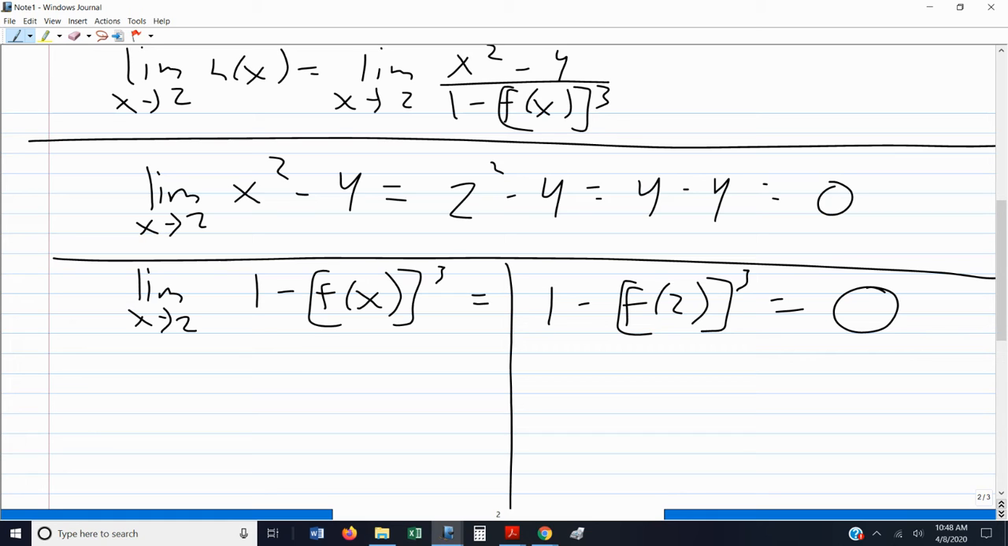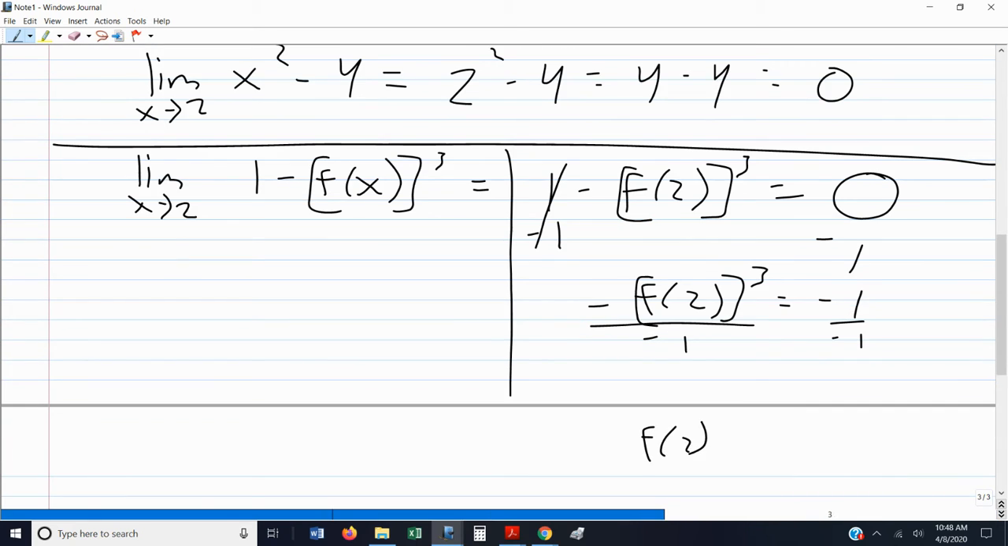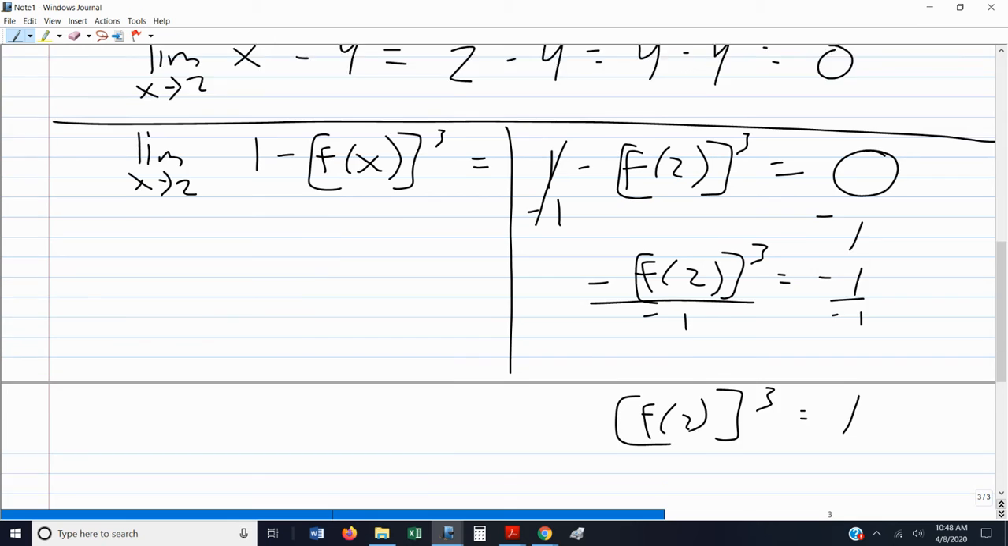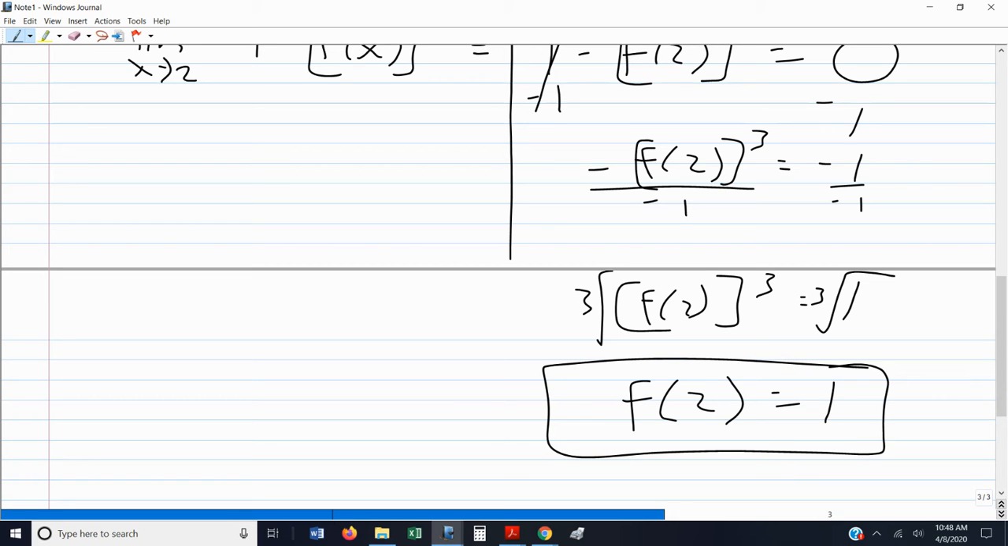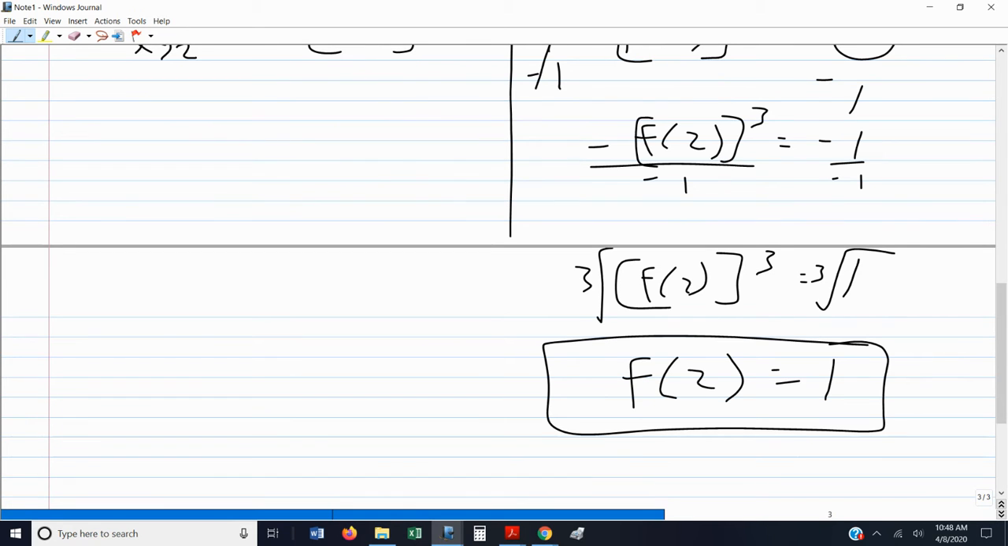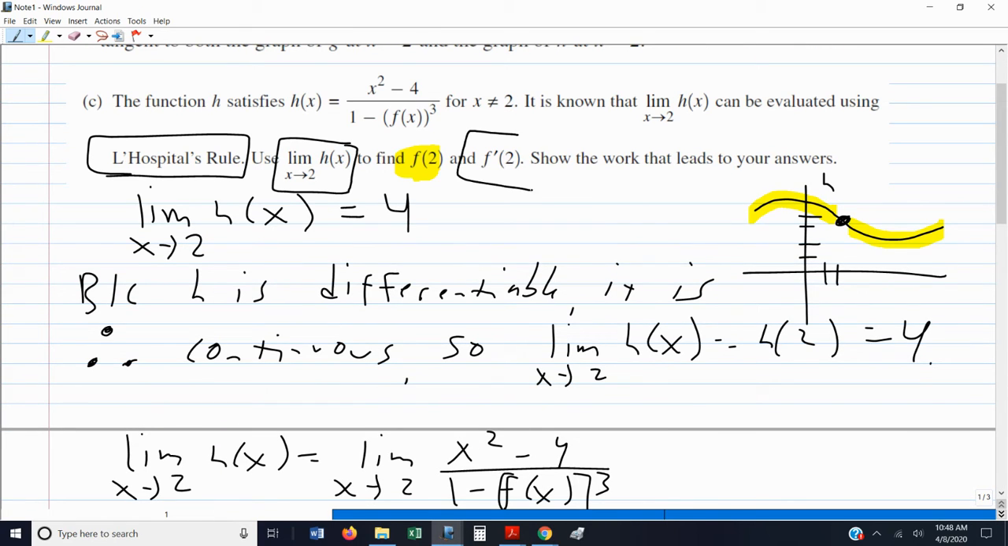1 minus f of 2 to the third, I know that denominator should be 0, and I'm just going to solve that equation. So I get negative f of 2 cubed is negative 1. I can divide by negative 1, and I get f of 2 to the third is 1. And then if I take the cube root on both sides, I get that f of 2 is equal to 1. Okay, so that's the first thing that they wanted me to find, f of 2. And then we're also going to do f prime of 2.